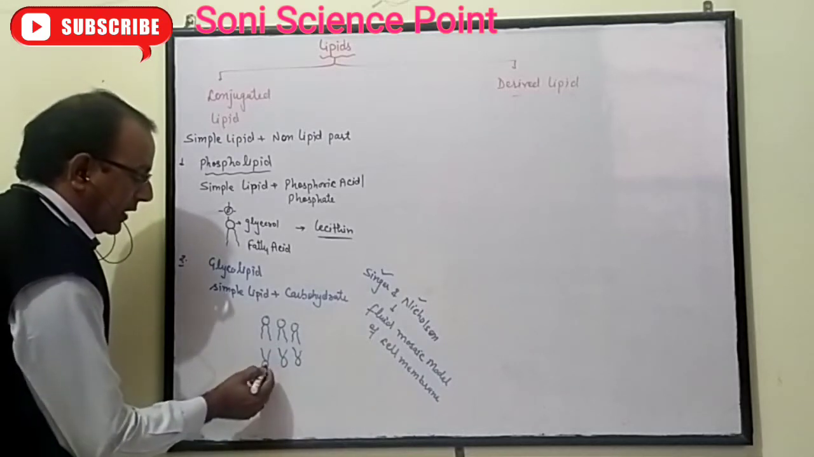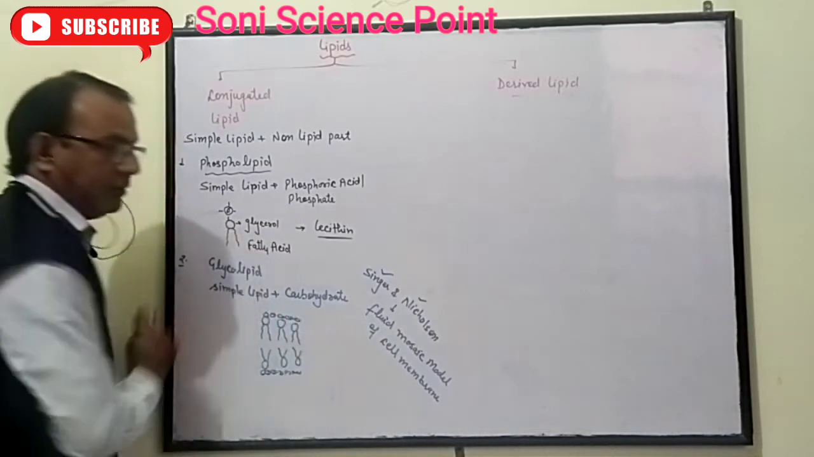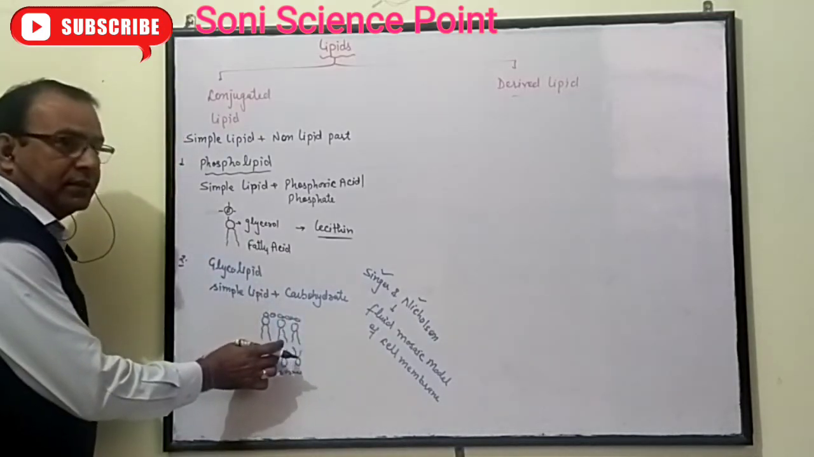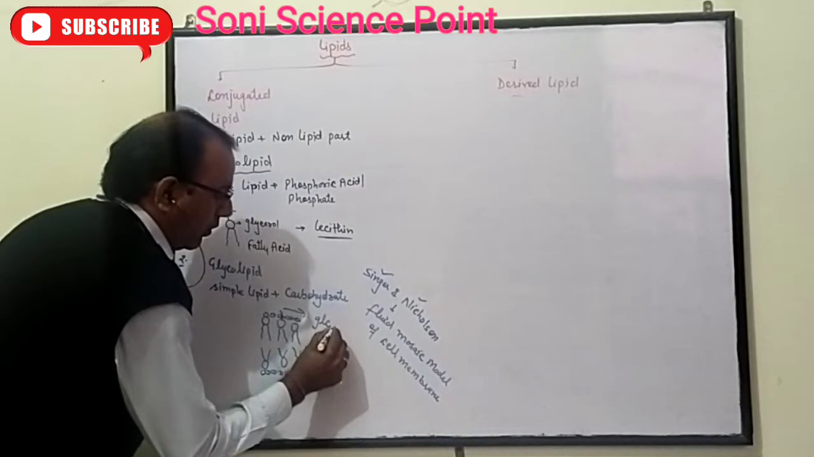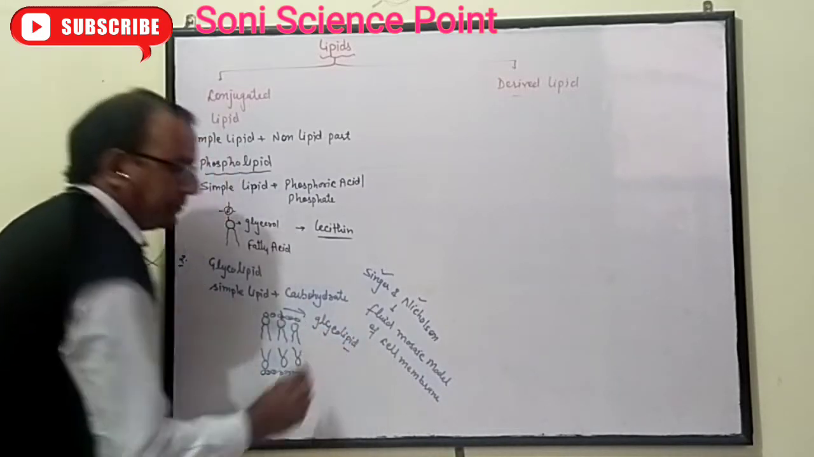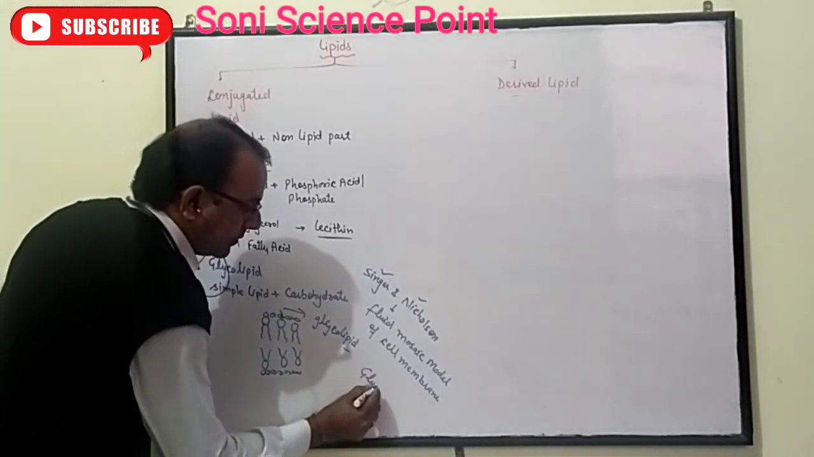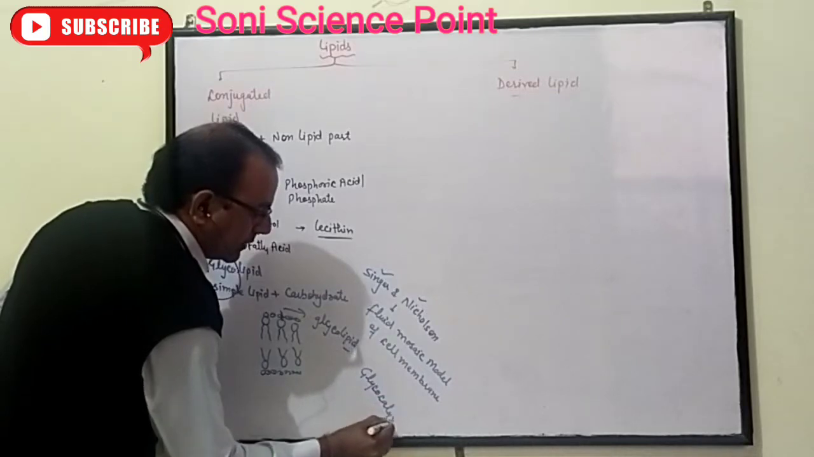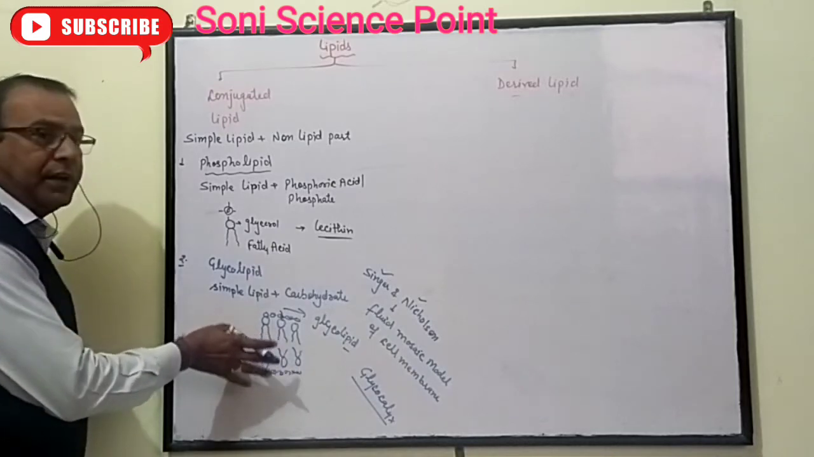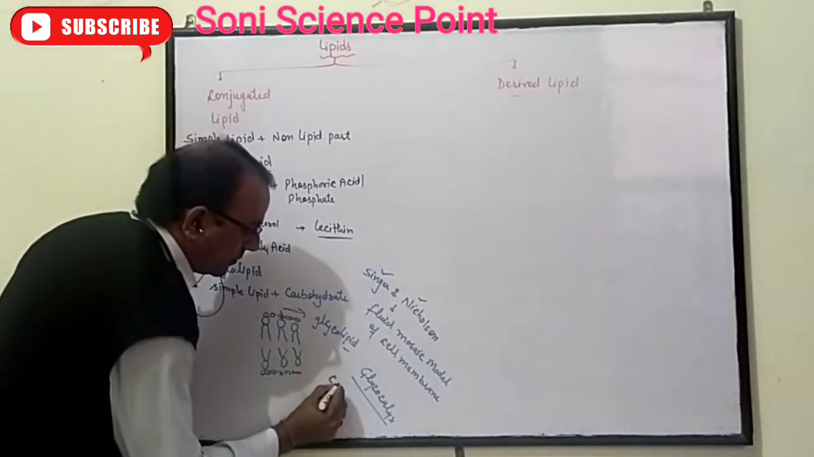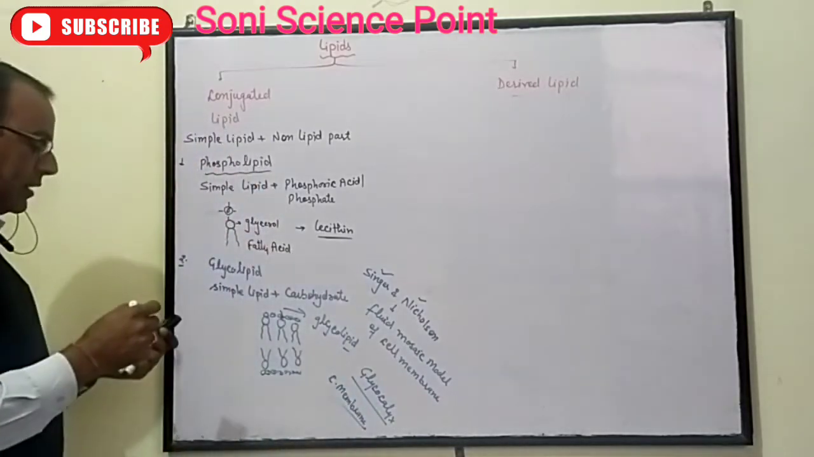If this lipid is attached on the outer side with protein as well as carbohydrate, that is called glycolipid. And the example of glycolipid is glycocalyx. This glycocalyx helps in making the cell membrane. This is the glycolipid.